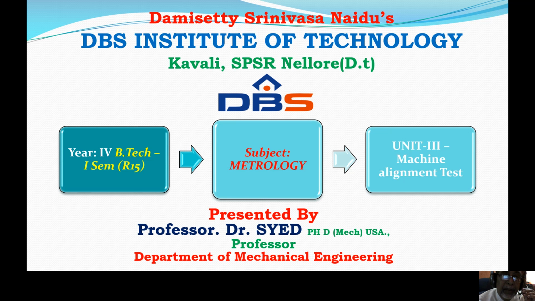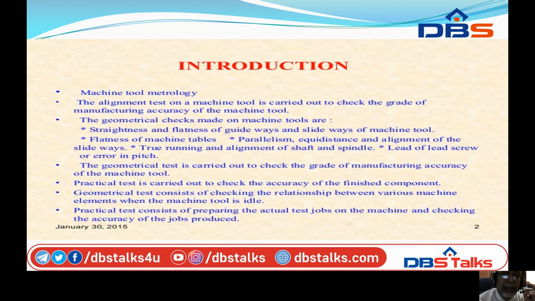This is unit number 3, machine alignment. Machine tool metrology. The alignment test on a machine tool is carried out to check the grade of manufacturing accuracy of the machine tool.